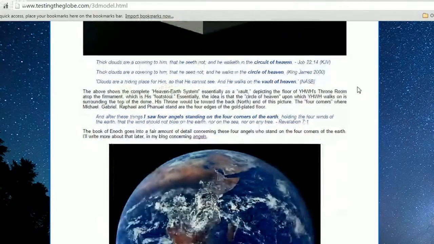And after these things, I saw four angels standing on the four corners of the earth, holding the four winds of the earth, that the wind should not blow on the earth, nor on the sea, nor on any tree. Revelation 7:1. The book of Enoch goes into a fair amount of detail concerning these four angels who stand on the four corners of the earth. I'll write more about that later in my blog concerning angels.